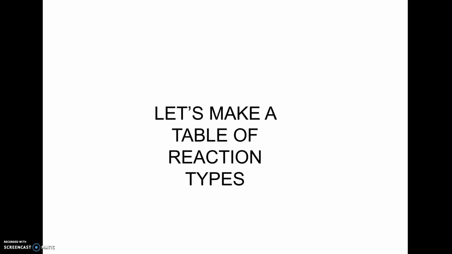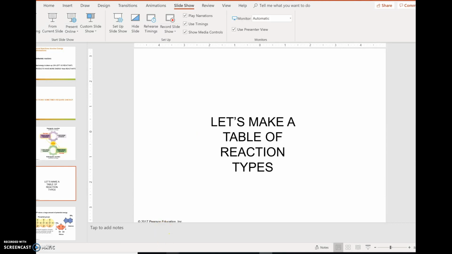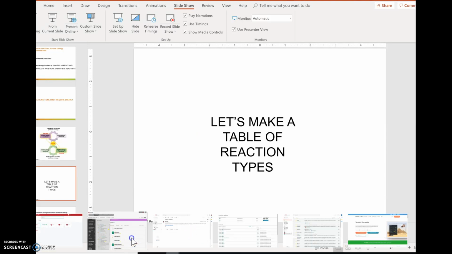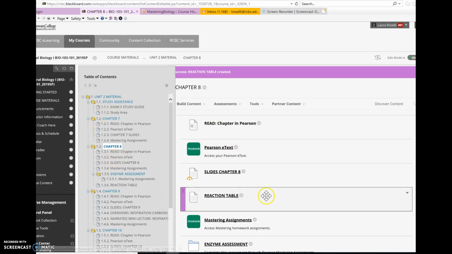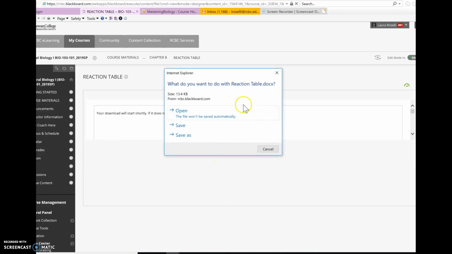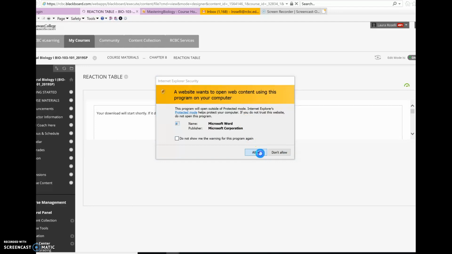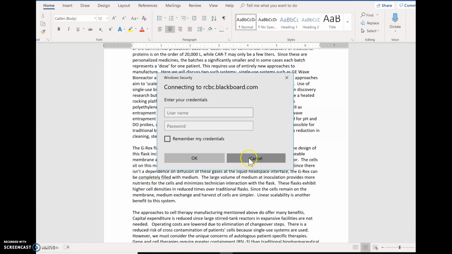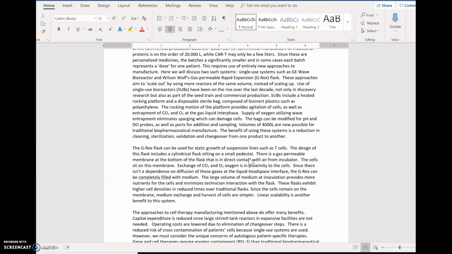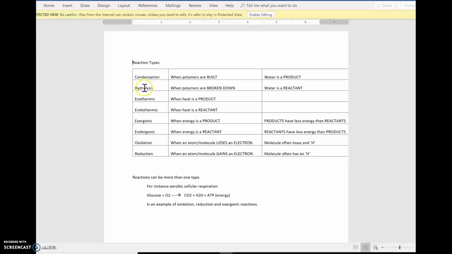Now, if we take a look at reaction types in a table, let me pull that table up for you. If we now go to your course materials under chapter 8, I put this reaction table. Let's open that up. You can see that I pulled together not only the reactions that we discussed today, but also I added in the condensation and hydrolysis reactions. So this is just the reaction type, and some brief description of what it means.